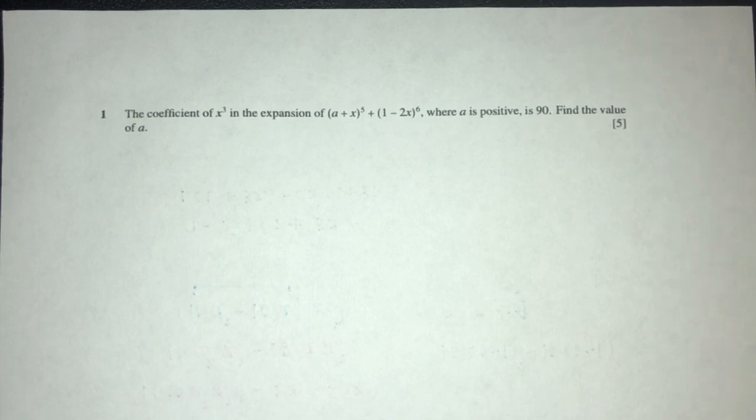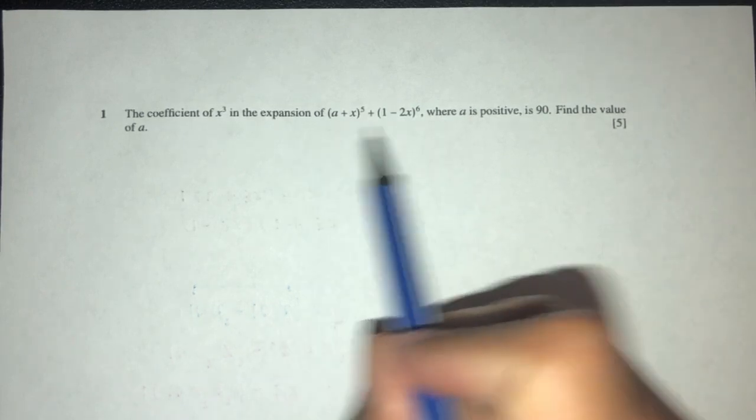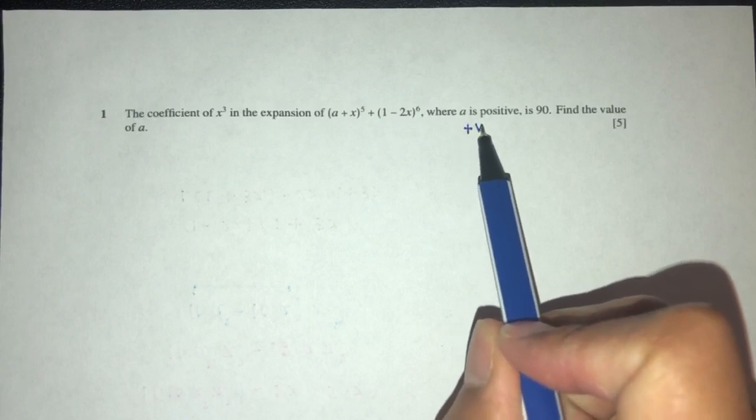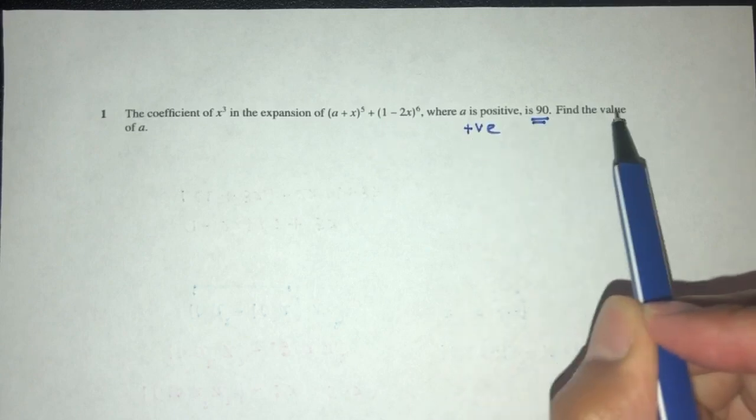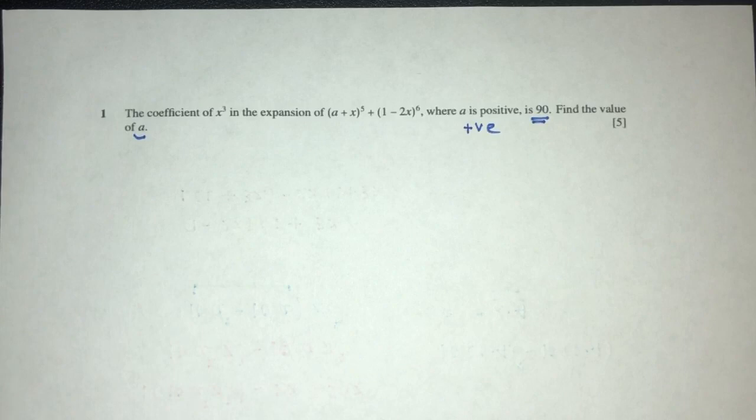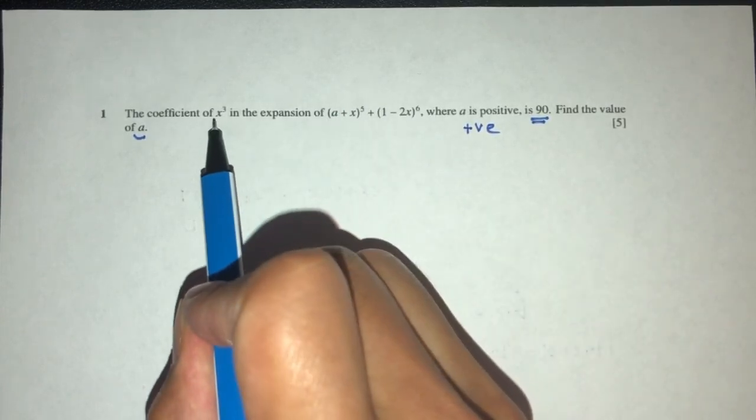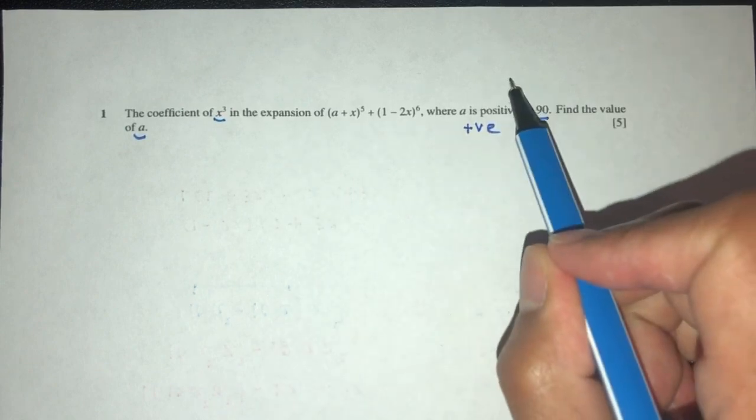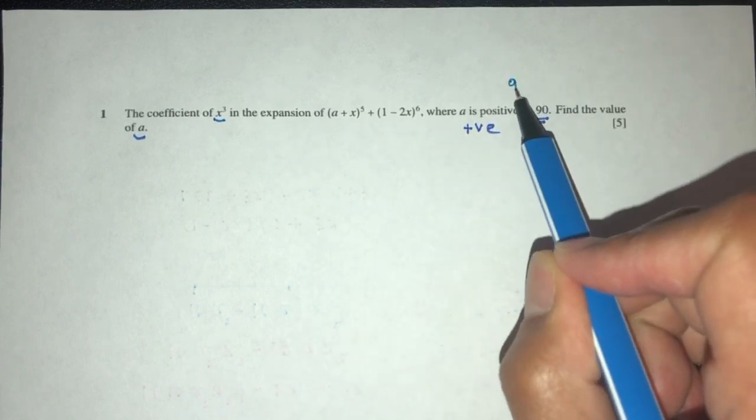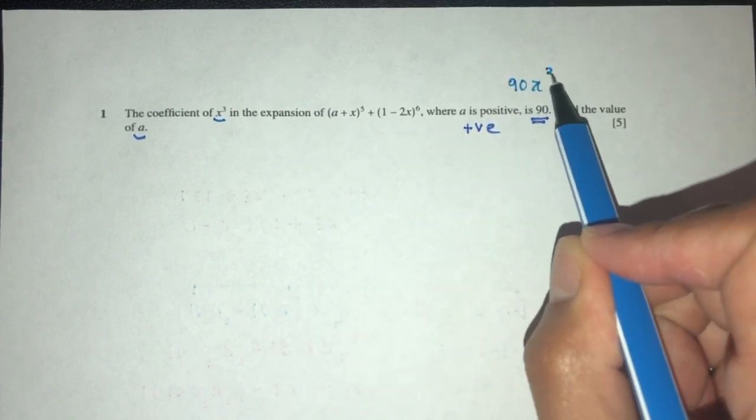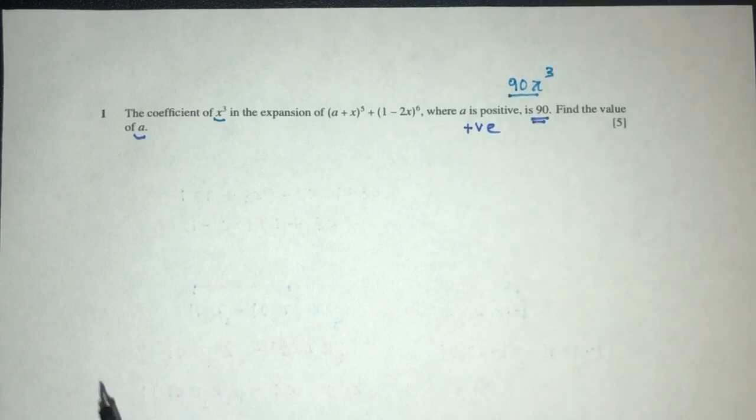Now, here we have the coefficient of x cubed in this expansion, where a is positive, is 90. So find the value of a. Okay, so let's have a look. When you expand this, the term in x cubed is supposed to give you 90 x cubed. So using this information, we have to find the value of a.